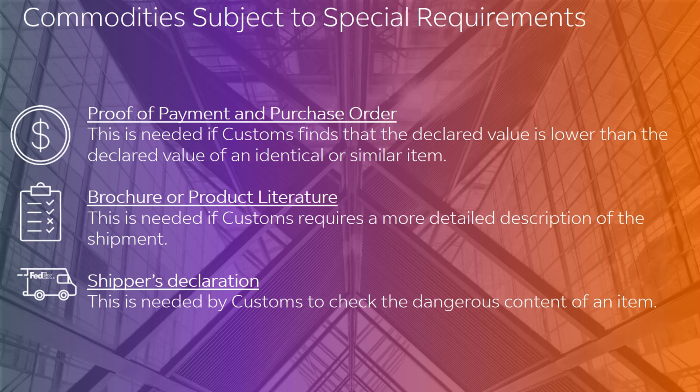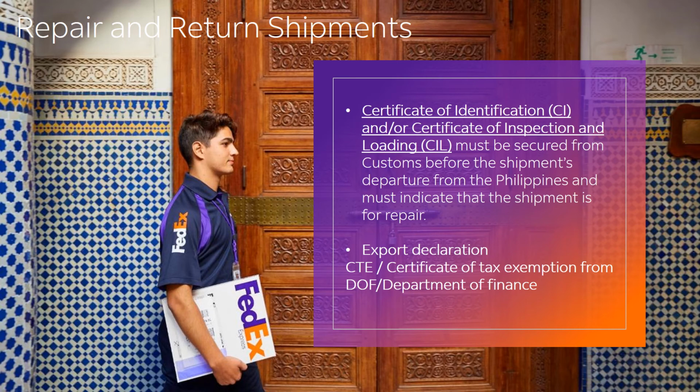And last is the DG Shipper's Declaration for Dangerous Goods. Customs require this document for shipments that contain dangerous goods. It is a certification from the shipper that the cargo has been packed, labeled, and declared in accordance with the IATA Dangerous Goods Regulation. What are the requirements for repair and return shipments?